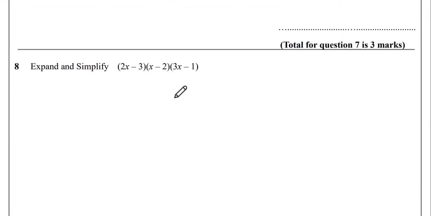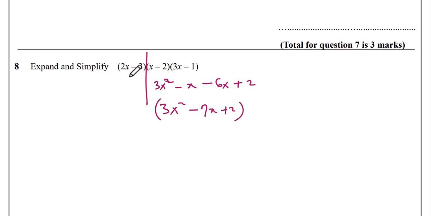And of course for this one again, you expand this first two here. x times 3x is 3x squared, and x times minus 1 is minus x, and minus 2 times 3x is minus 6x, and minus 2 times minus 1 is plus 2. And then you simplify this, you have 3x squared minus 7x plus 2. Of course put it in bracket, and bring this one down, which is going to be 2x minus 3.